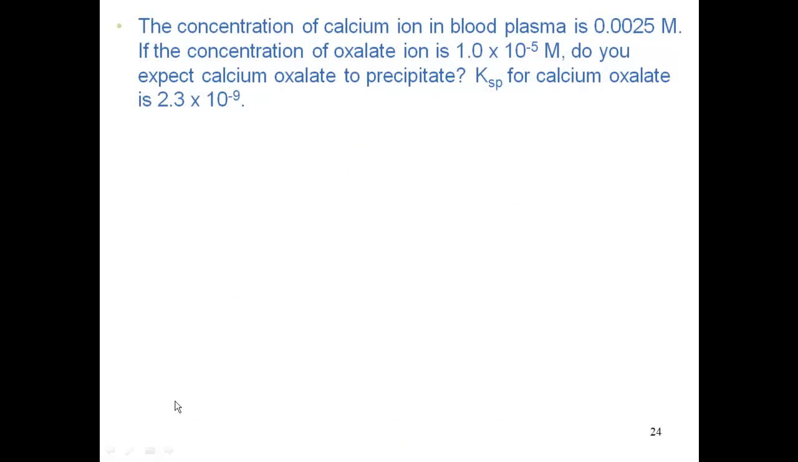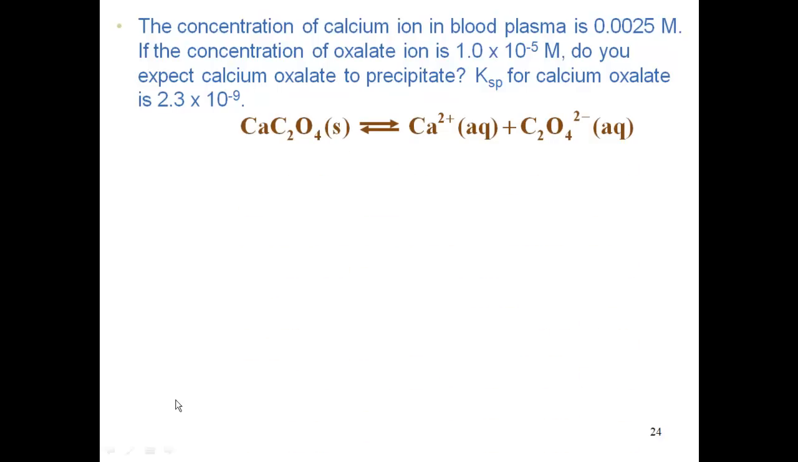Let's look at an example. The concentration of calcium ion in blood plasma is 0.0025 molarity. If the concentration of oxalate ion is 1.0 times 10 to the negative fifth molarity, do you expect calcium oxalate to precipitate? Ksp for calcium oxalate is 2.3 times 10 to the negative ninth. I'm trying to decide if a precipitate is going to form, so I need to figure out my Q and compare that to Ksp. The first thing I have to do is write the equilibrium. Calcium oxalate breaks up into calcium ion and oxalate ion.